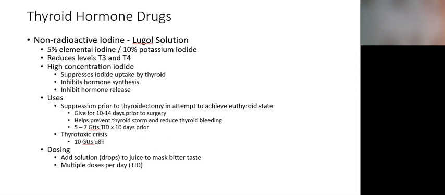Other drugs used in treatment of thyroid disorders include concentrated iodine solution or Lugol's solution. It contains a lot of iodine to suppress formation and release of thyroid hormones. It is used prior to thyroid surgery to help prevent storm and to treat thyroid toxic crisis. It is dosed as drops, which can be added to solutions to mask the bitter taste.